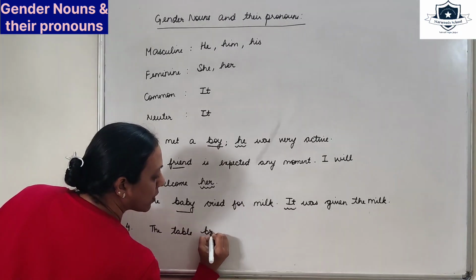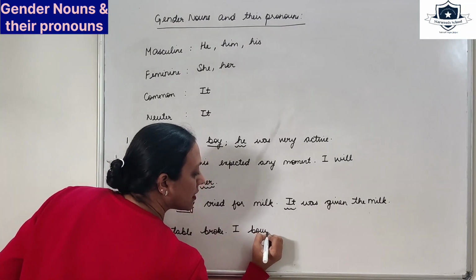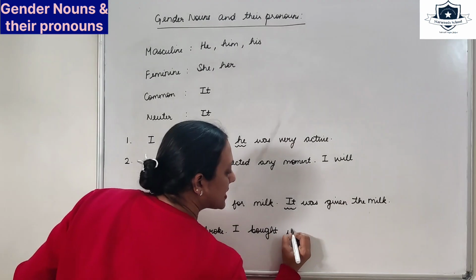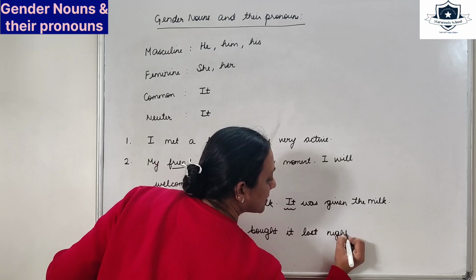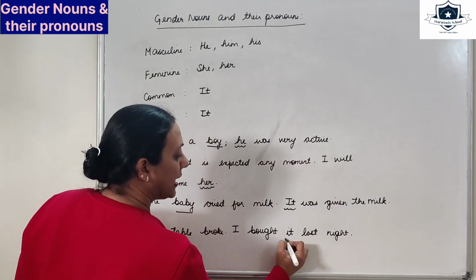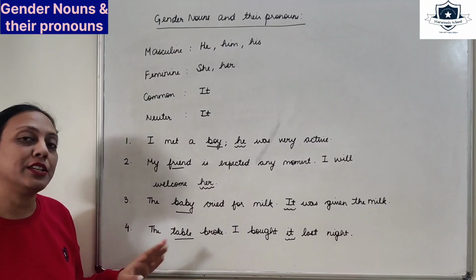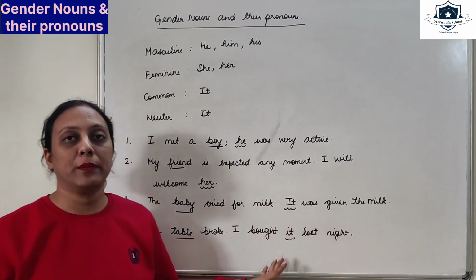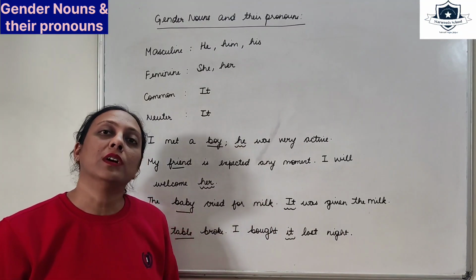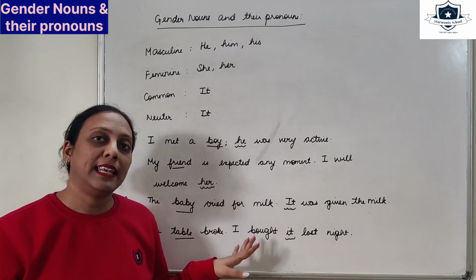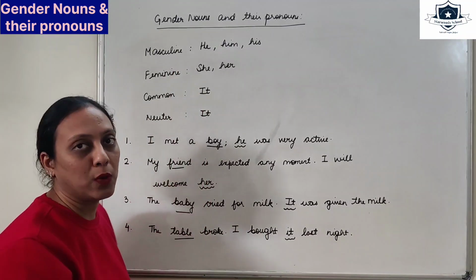The table broke. I bought it last night. So it is the pronoun, table is the noun. So table, as it is a neuter gender noun, it will be the pronoun for that. So I hope I am able to clear your doubts till here. Let's take few more examples of the sentences with the pronouns.